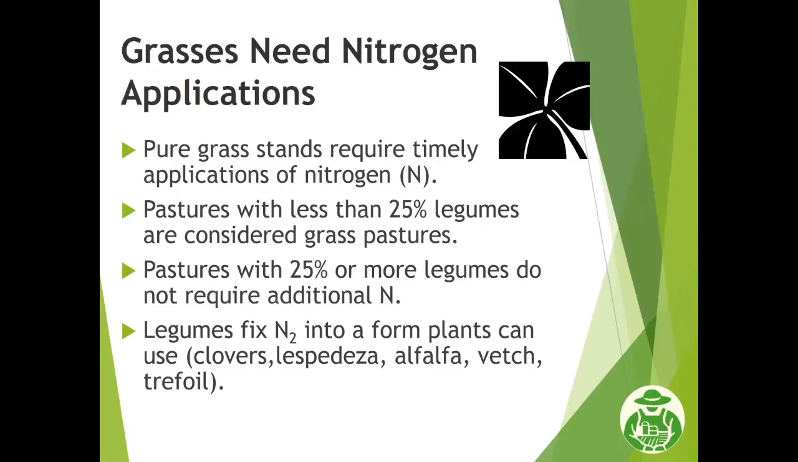Legumes fix nitrogen from the air back into the soil, so it helps replenish that nitrogen that's lost through the grass plants. Some typical legumes that you might see are alfalfa, clover, vetch, and trefoil, some of the legumes that you can add into that grass stand to help fix that nitrogen back into the soil.